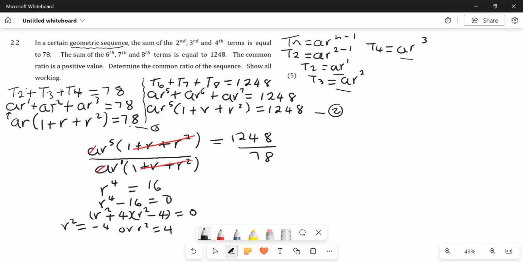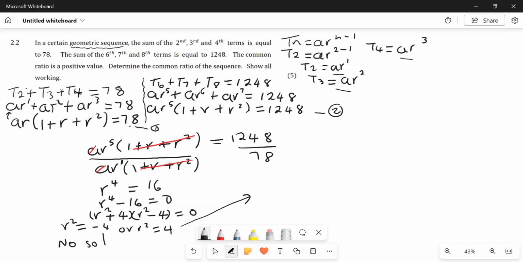Allow me, guys, to proceed here. If you check this part here, there's no solution, because of that 4 being negative. You can never factorize that. So now we're left with r squared equals 4.